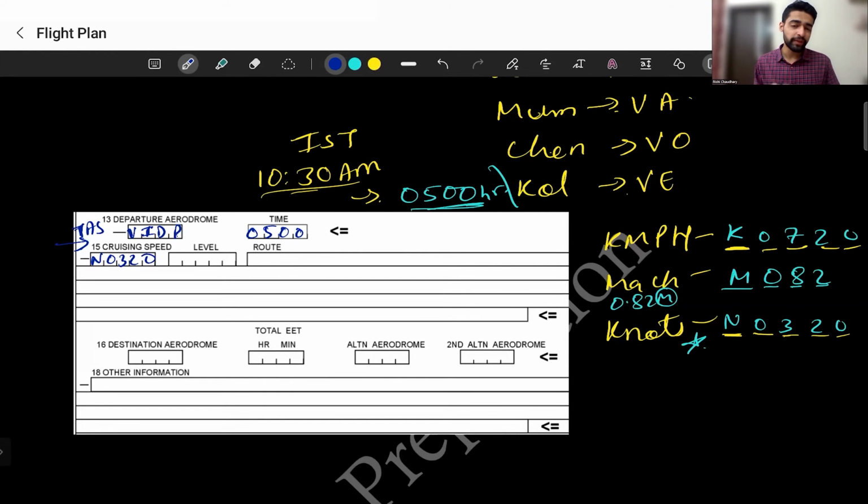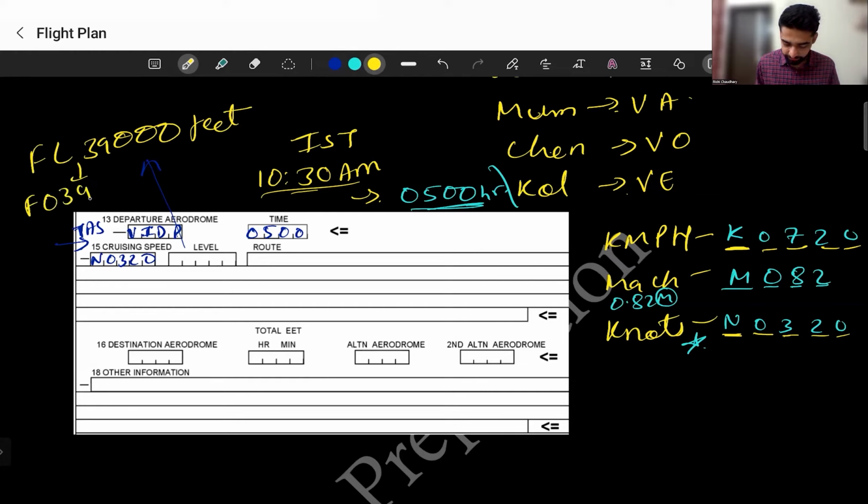So I will have this speed at what flight level? We have to discuss flight level also here. You can write the flight level as whatever flight level you get the aircraft stabilized at. I am taking it to be 39,000 feet. So I can write this flight level 39,000 feet as F390, right? It will be Foxtrot 390. This will represent 39,000 feet.